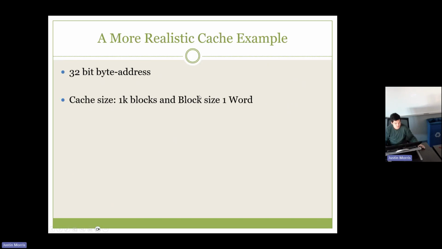So here are now real examples. So we have a 32-bit byte address. Cache size is 1000 blocks. Block size is 1 word. So address consists of what fields? What are the fields of my address?